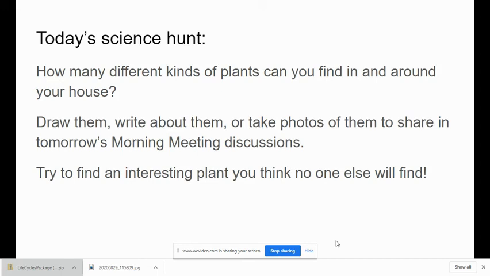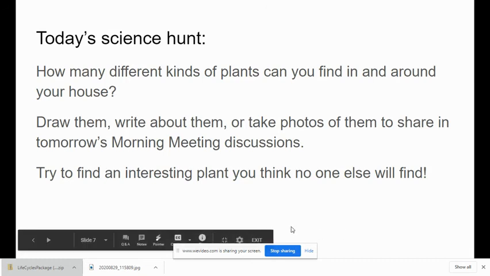And then I imagine that even if your yard isn't all that large, you have some sort of plants nearby. So find some way to keep a record of that, just like we've done with our other scavenger hunts. You can draw them, you can write about them, you can take photos of them with a phone or a tablet or a camera. And we're going to share them in tomorrow's morning meeting discussion. Try to find an interesting plant that you think no one else will find. And we'll discuss how they're like and how they're different tomorrow in morning meeting.